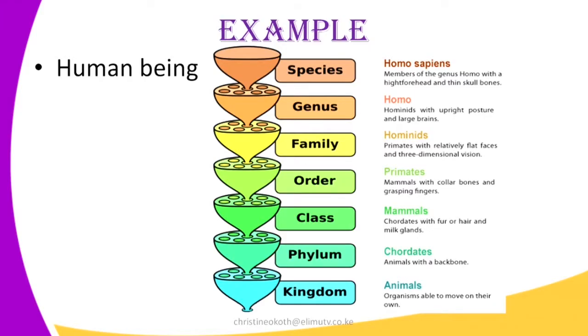From the order, you go to the family. The family is hominids. These are the primates with relatively flat faces and three-dimensional vision. That really describes a human being. From the family, you go to the genus. The genus is Homo. These are hominids with an upright posture and large brains. So human beings have a large brain capacity compared to other hominids. Then the species, which is the specific organism, is what we now call Homo sapiens.